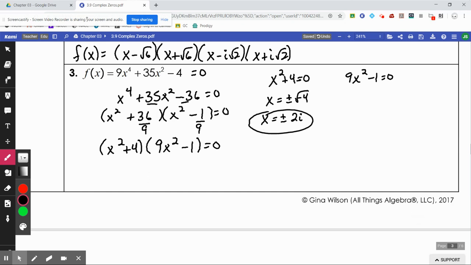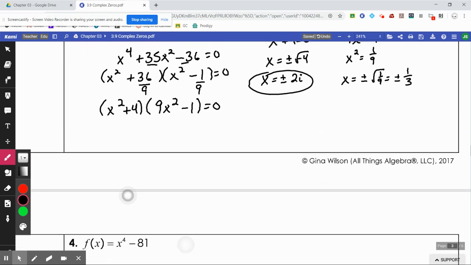Move the 1 and the 9 over. It gives you x squared equals 1/9. So that means that x is equal to plus and minus the square root of 1/9. You can split a square root, square root at the top, square root at the bottom, which gives you plus and minus 1/3.